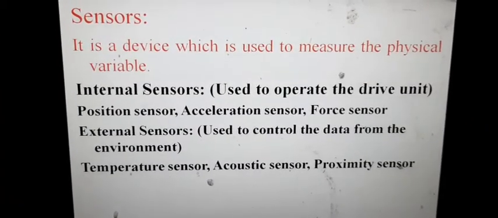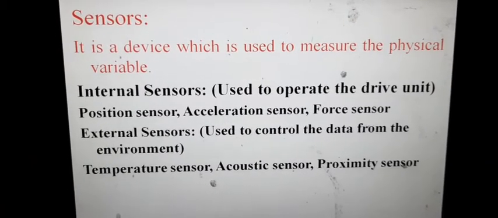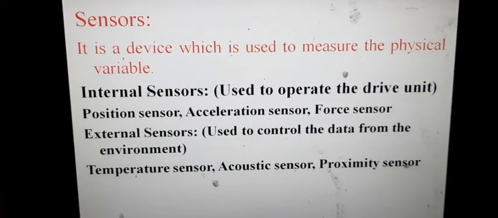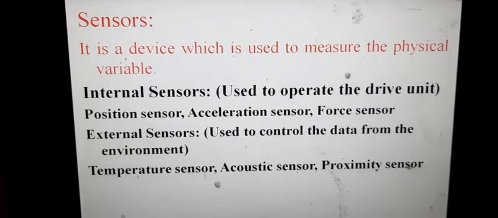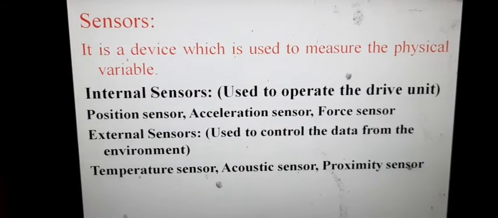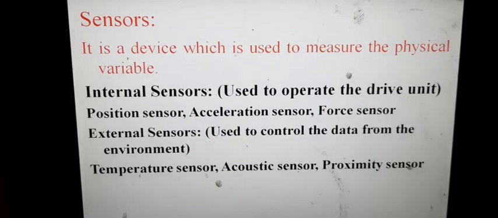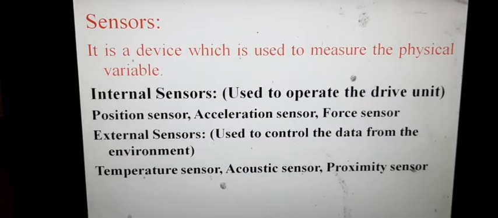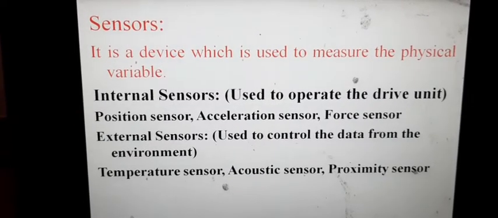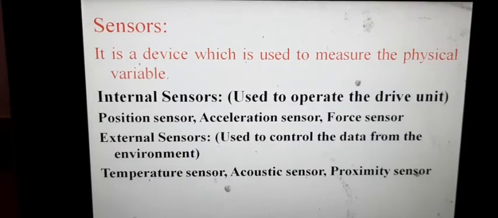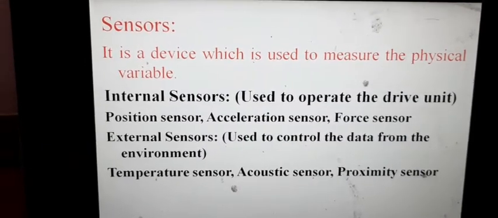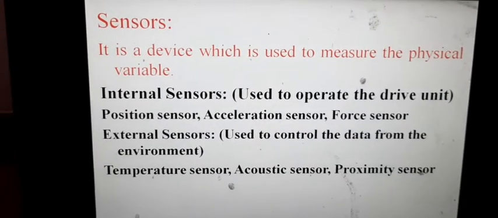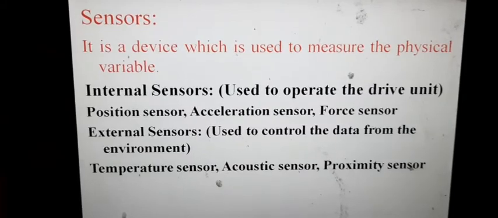Next component of a mechatronic system is the sensor. A sensor is basically a device which is used to measure some physical variables like temperature, pressure, acceleration, force. These kinds of things you can measure with the help of a sensor. In your human body also, you gather information by using your sense organs. For example, using your eye, your ear, or your nose, you can gather some information or collect data.